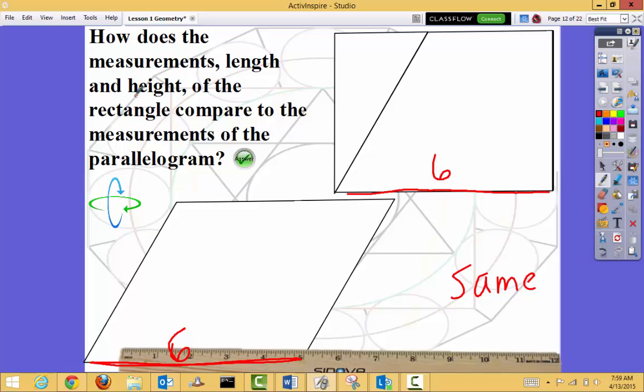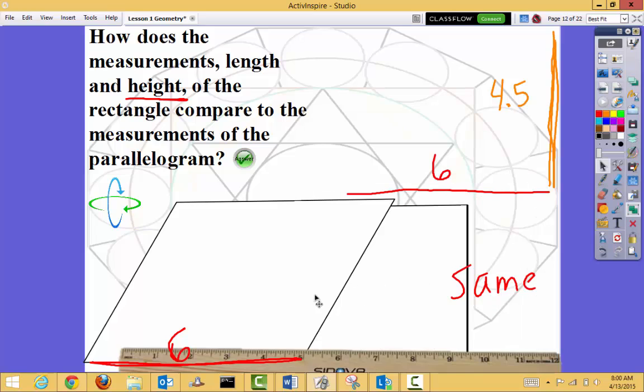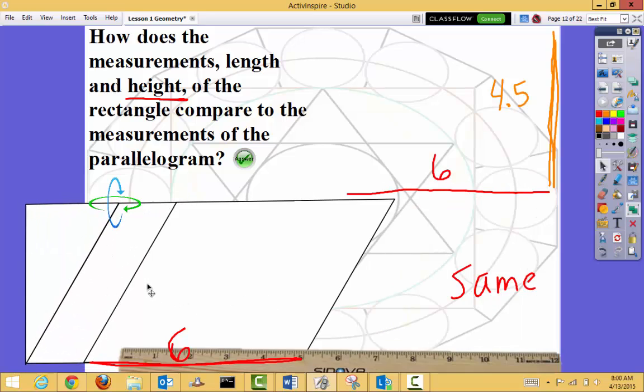The other measurement is its height. How tall is it? Well, I see here that it is this tall, which was 4.5. So how tall is this shape? Let's look. If I take this shape and move it down here, what do you notice about how tall it is? It's the same height. It is also 4.5.